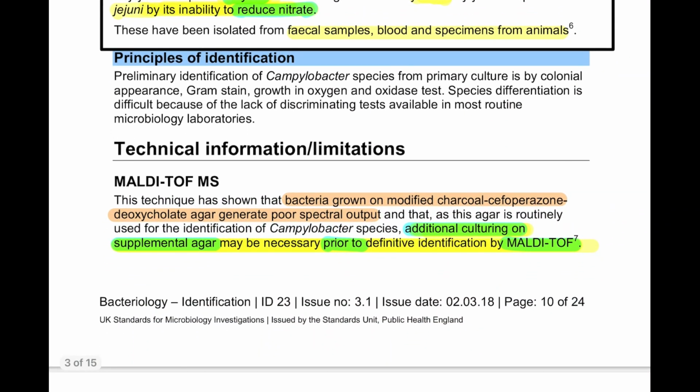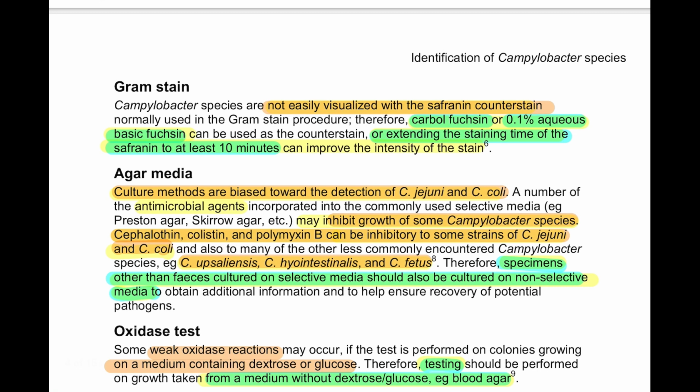Now there are certain technical limitations that we have to talk about. First of all, when you are using MALDI-TOF, you should not use selective culture medium, that is charcoal cefoperazone deoxycholate, because it will give you poor spectral output. That means you need to have additional agar, usually blood agar, prior to definitive identification by MALDI-TOF. So when you pick up a colony for MALDI-TOF, it should be from non-selective medium. In Gram stain, it is not easily visualized by safranin. So the alternative is that you extend the duration of safranin up to 10 minutes, or you use an alternative stain, that is carbol fuchsin or 0.1% aqueous basic fuchsin. So there are three alternatives for solving this problem.